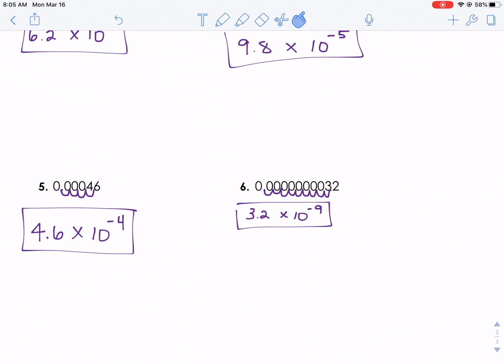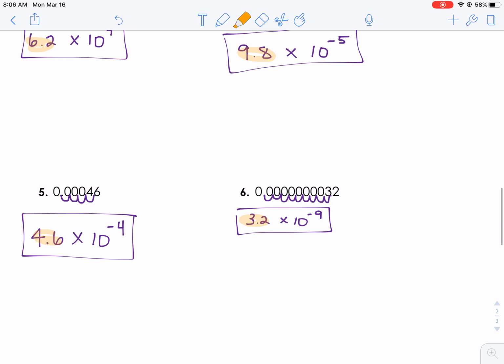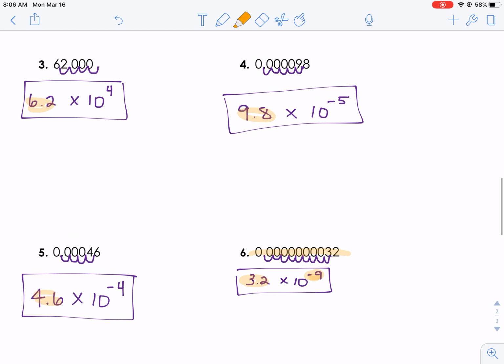All right, so again, these are all examples of scientific notation. Make sure that every number here is between 1 and 10. So you'll always have one number and then your decimal point. And then again, your negative exponents are going to be for very small numbers. Your positive exponents are going to be for very large numbers.